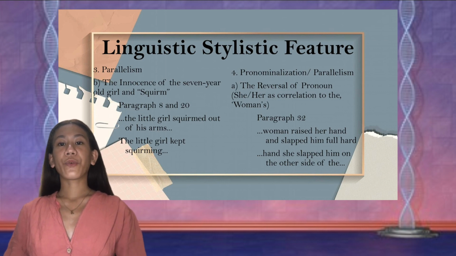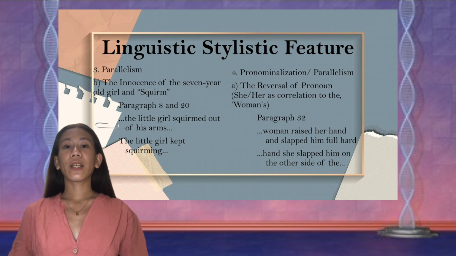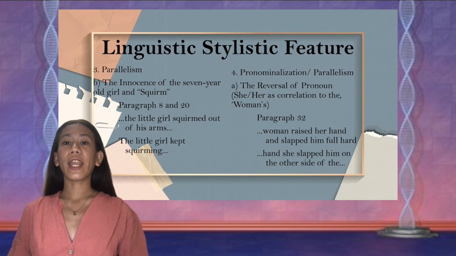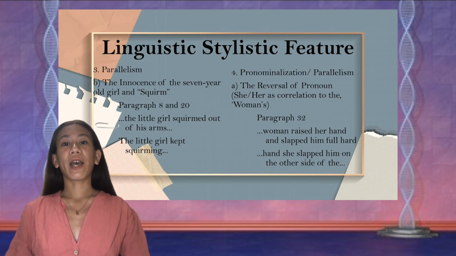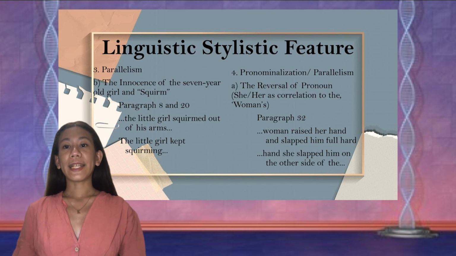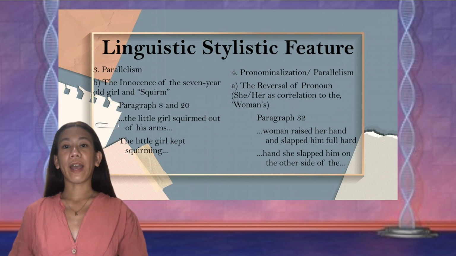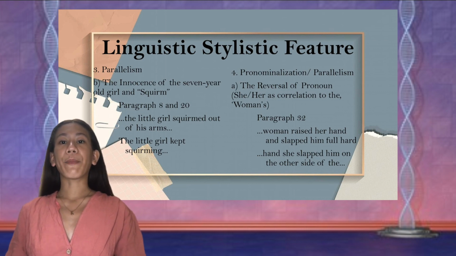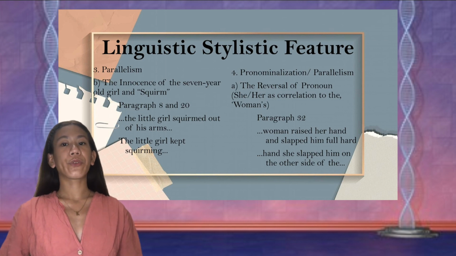This means that it's worth noting that the reversal of pronouns and gender nouns is deliberate. The author chose the noun woman to show that the anger fired, which can be found in paragraph 35, is more than just a mother's classification. Instead, she uses woman who raised her hand and slapped him full hard in paragraph 35, not simply to represent a particular mother, but to represent all women who have been abused.